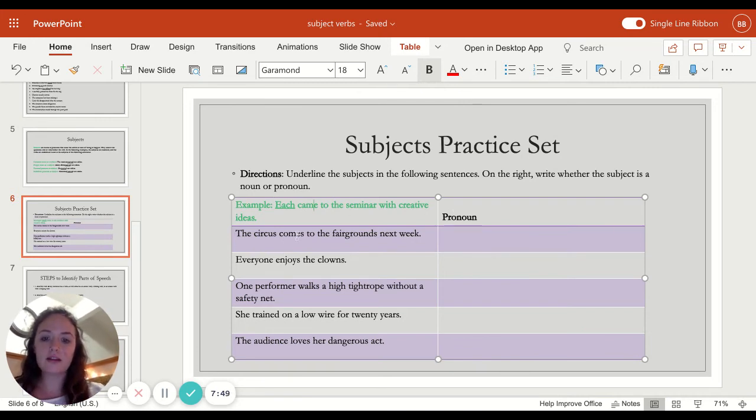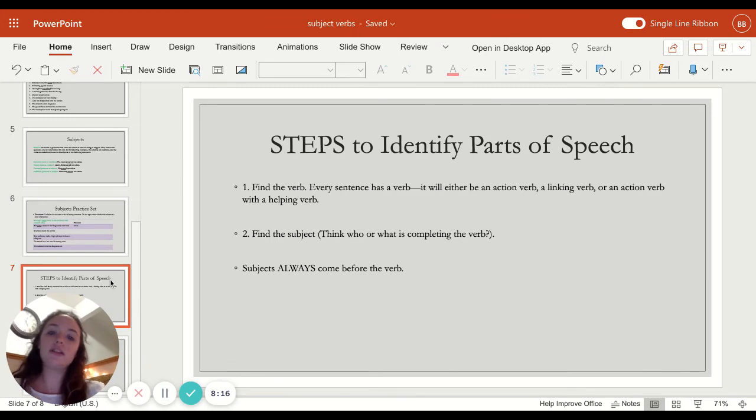Next, comes, another verb. Who comes? The circus. Okay, so circus is our subject. Comes is our verb. And circus is a noun, right? It's a person, place, thing, or idea. Okay, so go ahead and complete the other ones on your own. Pause me and then meet me in number 7.